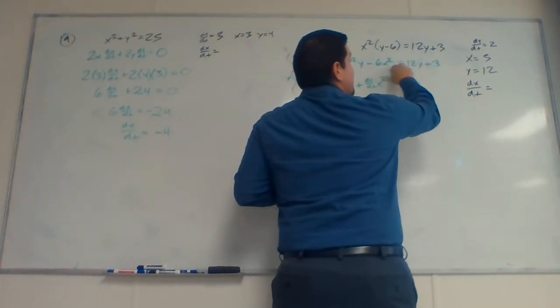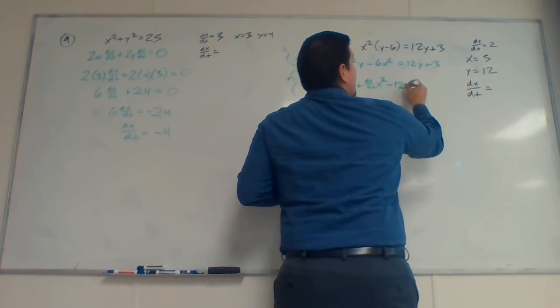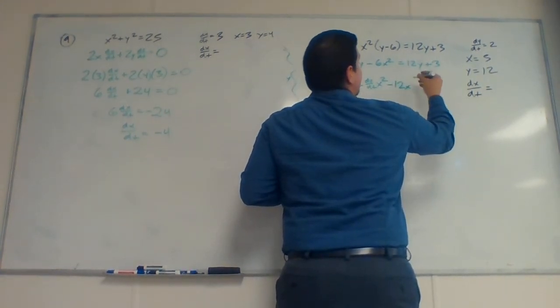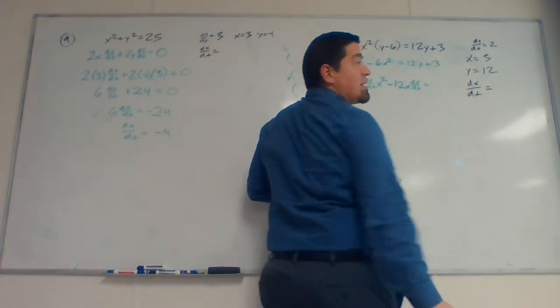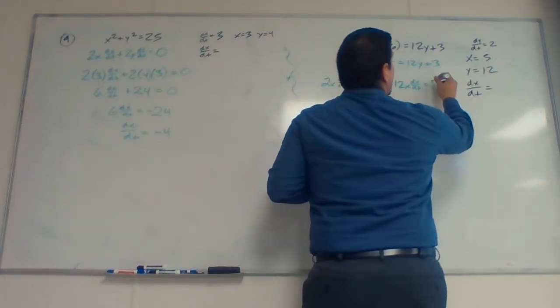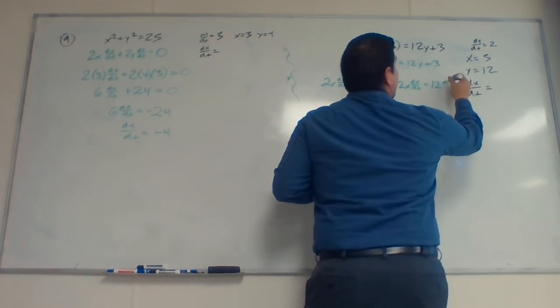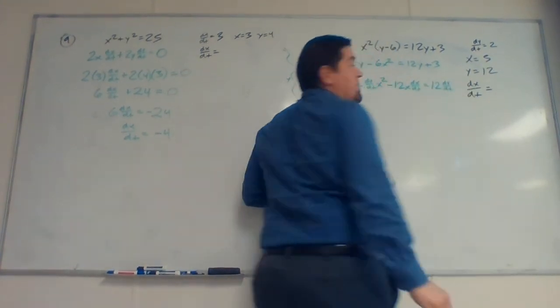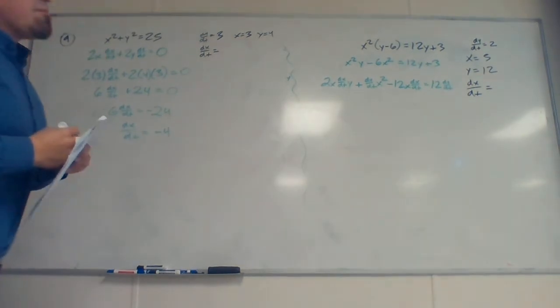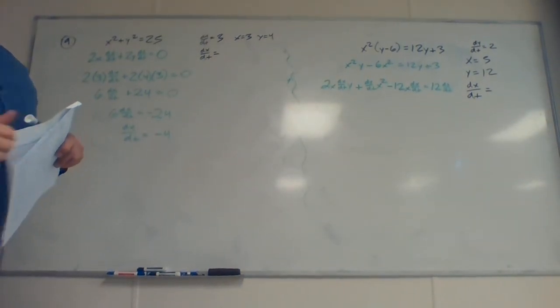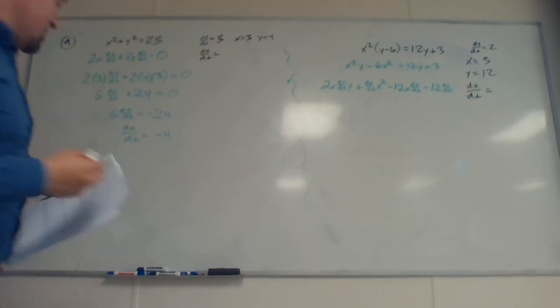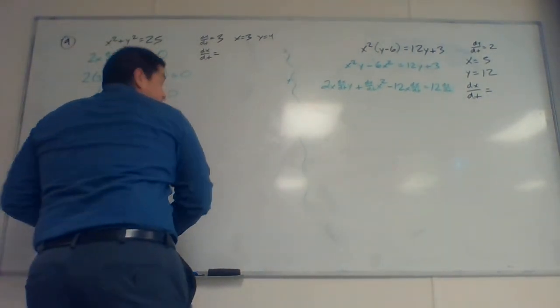What's the derivative of negative 6x squared? 12x dy/dx dx/dt. What's the derivative of 12y? 12 dy/dt. Okay? From here, just plug it in.